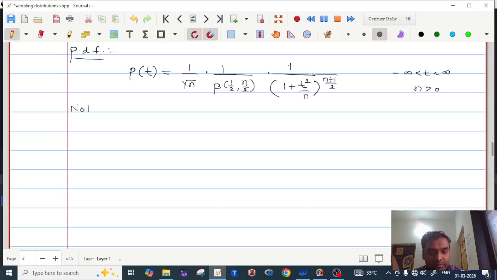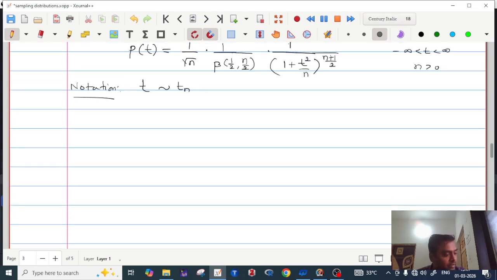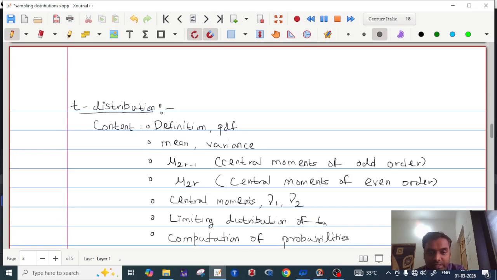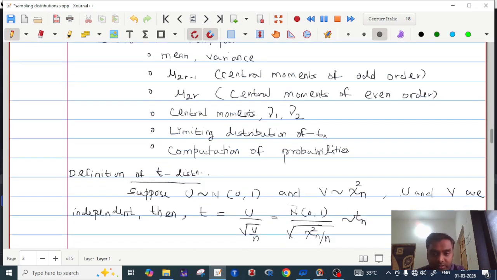The notation is t follows t with n degrees of freedom. Then we will discuss its mean, variance, central moments of odd order, and central moments of even order.